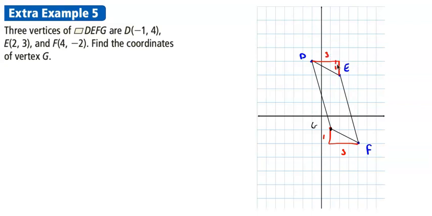I make my right triangle here. My run is 3. My rise is 1. So in this triangle here, a is 3, and b is 1. So when I do the Pythagorean theorem here, a squared plus b squared equals c squared, and I'll be able to find c.